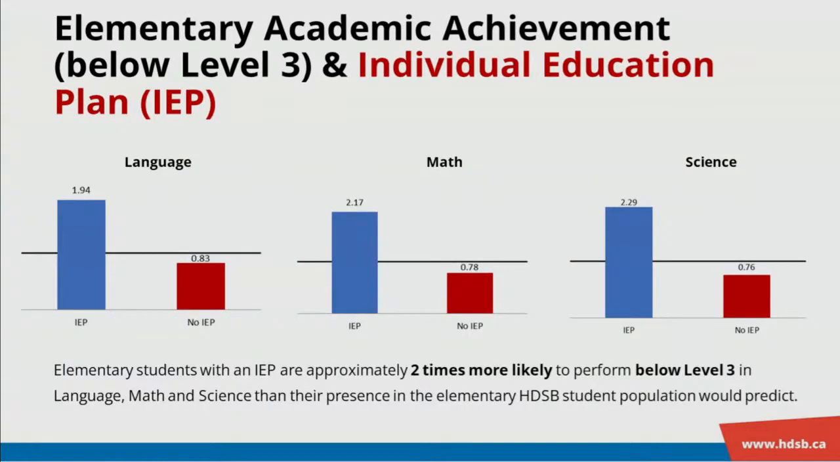Next, we have students with an individual education plan, whether that is gifted, identified, or non-identified. And here again, we're seeing some areas of disproportionalities in all domains, so language, math, and science, and about 2 times more likely to essentially perform below level 3.